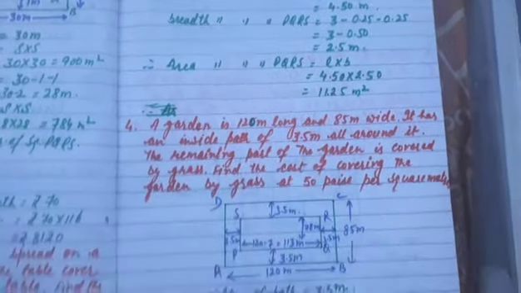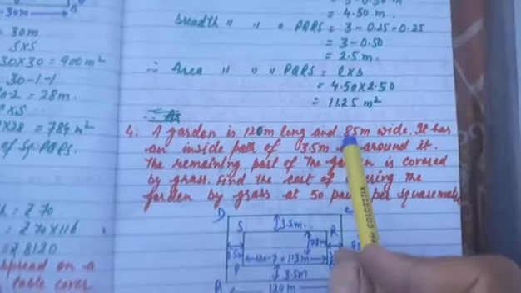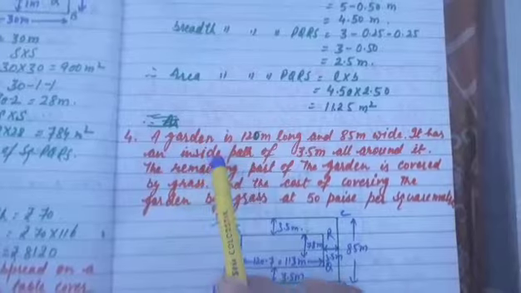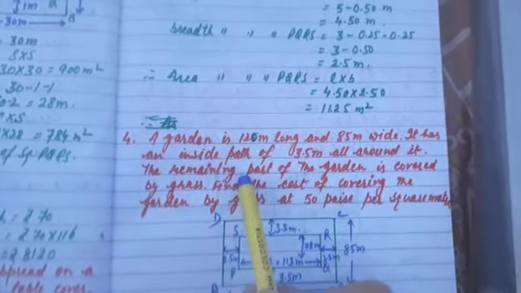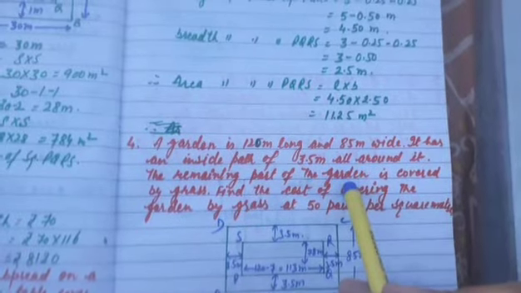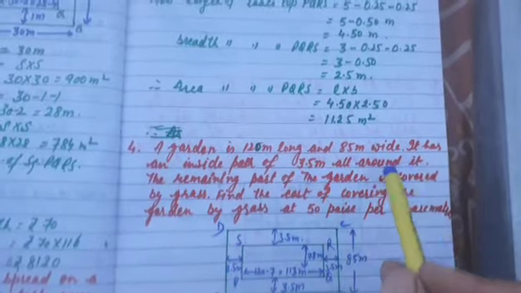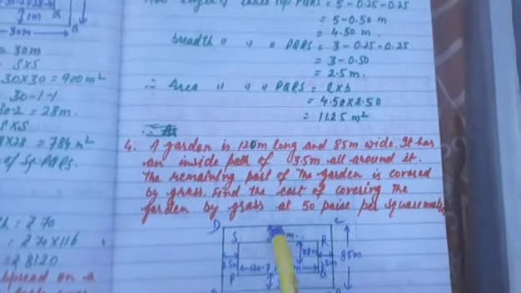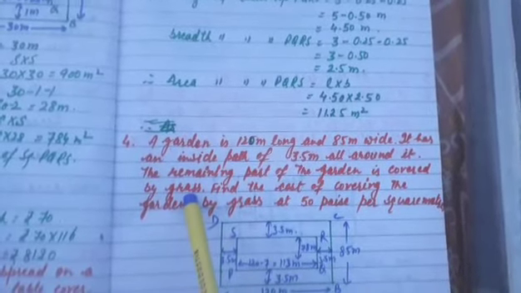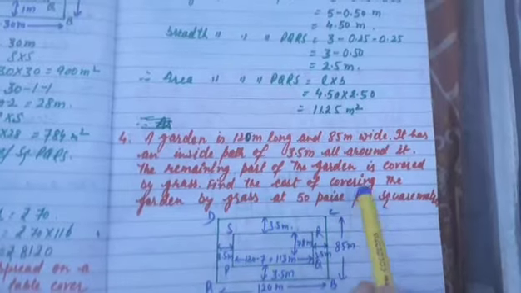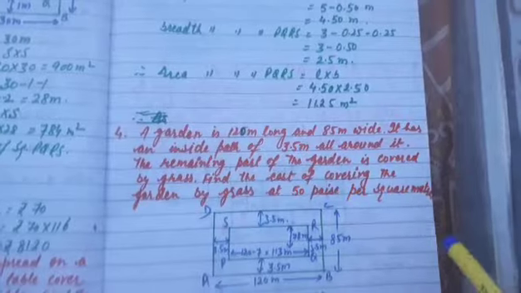Now question number 4. A garden is 120 meter long, 85 meter wide. It has an inside path of 3.5 meter all around. The remaining part of the garden is covered by grass. In this question the path is inside of it, and the remaining part, that is PQRS, we have to cover by grass. Find the cost of covering the garden by grass at 50 paise per square meter.